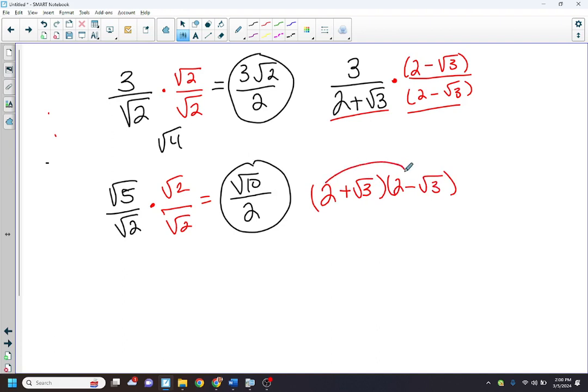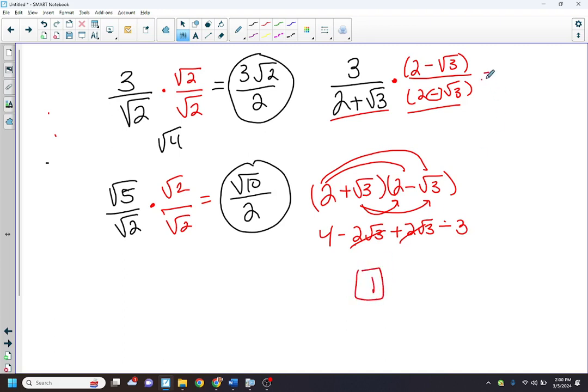I'm going to FOIL. So that's going to be 2 times 2, 4. 2 times negative root 3, negative 2 root 3. Root 3 times 2 is positive 2 root 3. And root 3 times root 3, which is root 9, or 3, and it's minus because it's a positive times a negative. Wait a second. Negative 2 root 3 and positive 2 root 3, they cancel out. And that's why we do the conjugate. So the final answer is 4 minus 3, or just 1 on the bottom.